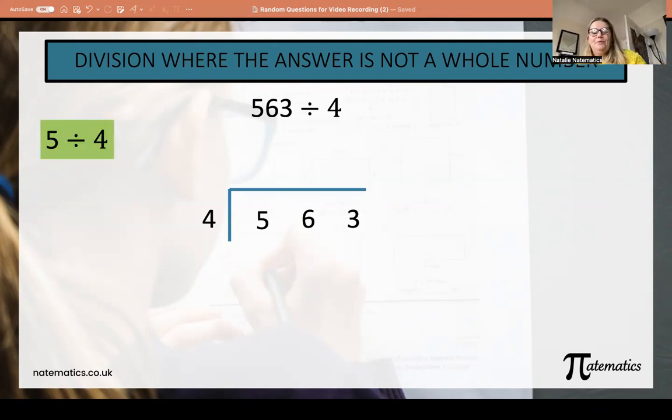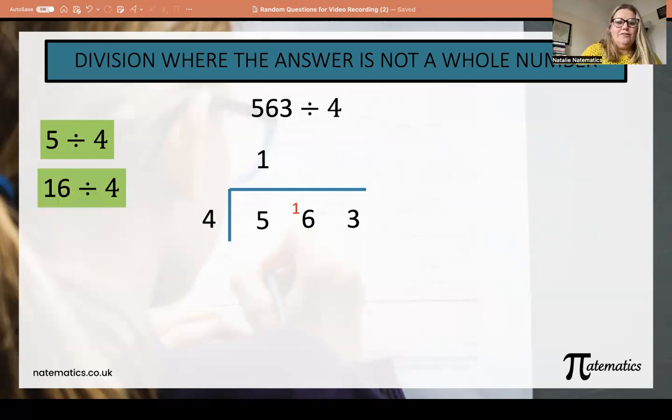So step number 1 is, and I've put these on the screen this time, how many 4s are there in 5? Or what is 5 divided by 4? I wanted to do them both in those ways so you can see how we talk about it. So how many 4s are there in 5? Well, there is 1. So again, it's 5 things. How many 4s are there? Well, it's 1 4, and I've got 1 left over. So that 1 goes in front of the next digit, the 6, which is effectively 60. So we are saying how many 4s are there in 16, or 16 divided by 4.